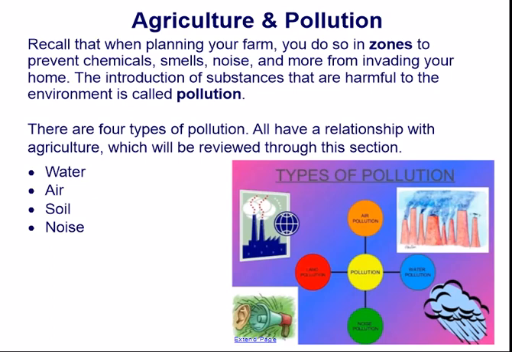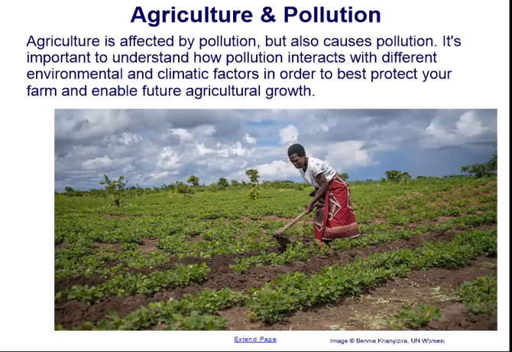There are four types of pollution. All have a relationship with agriculture, which will be reviewed through this section: water, air, soil, and noise. Agriculture is affected by pollution, but also causes pollution. It's important to understand how pollution interacts with different environmental and climatic factors in order to best protect your farm and enable future agricultural growth.